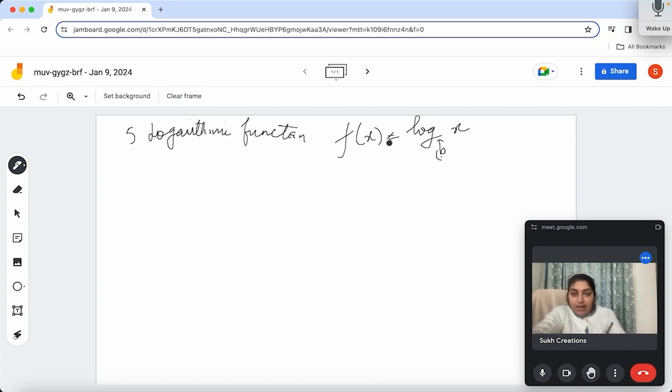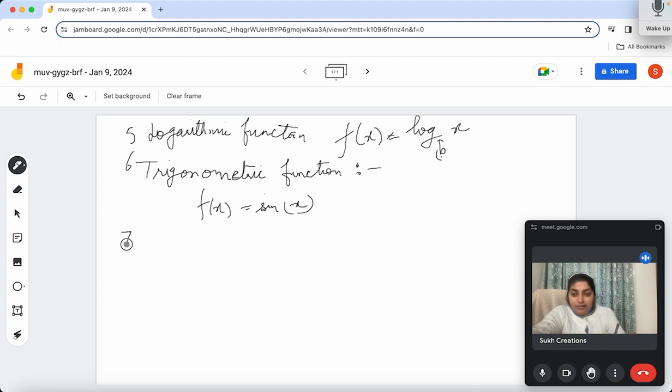Next we have trigonometric function. Right, so these trigonometric functions, as we had studied in previous classes, can be f(x) equal to sin x, or cos x, or tan x, cot x, cosecant, secant. Okay, we can use any of these. And then we have piecewise function.